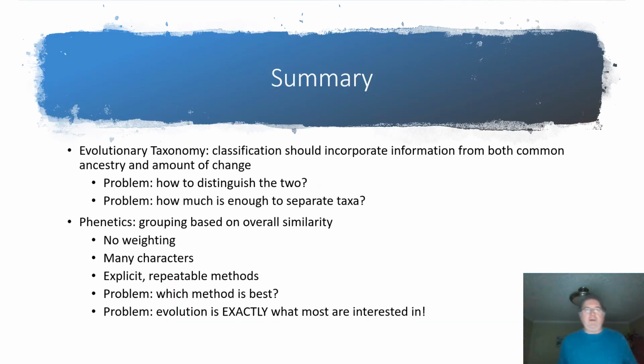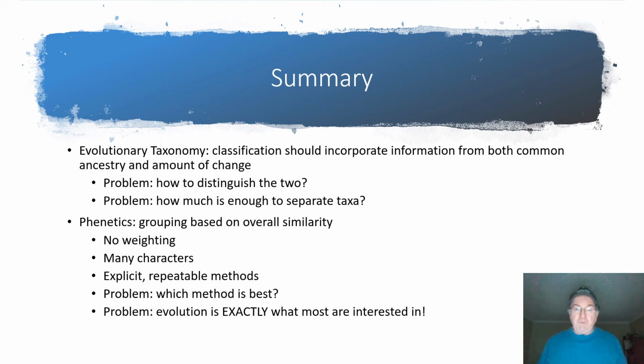So just to summarize here, evolutionary taxonomy, the principle is that the classification in our Linnaean classification should incorporate information from both of the 2 dimensions of evolutionary change into the branching on the phylogenetic tree, a real tree in this case, and the amount of change that takes place along those branches.